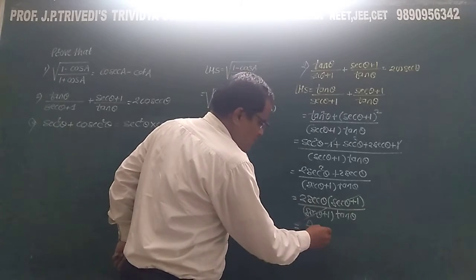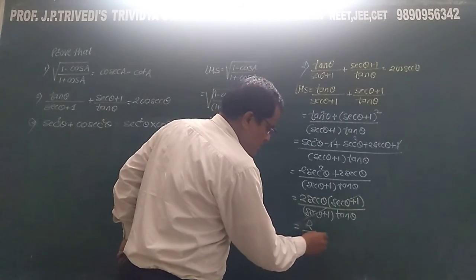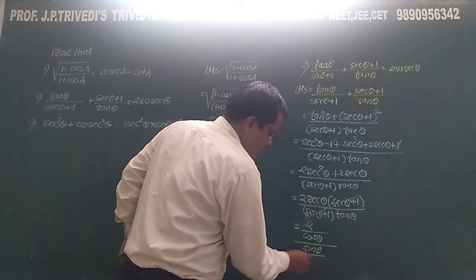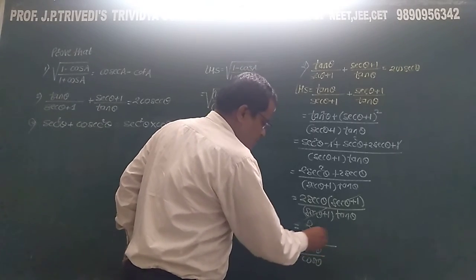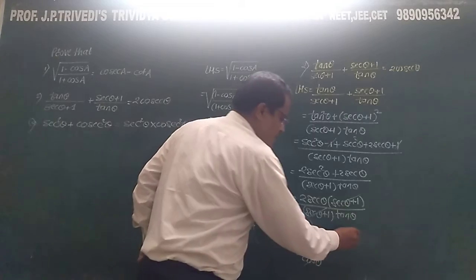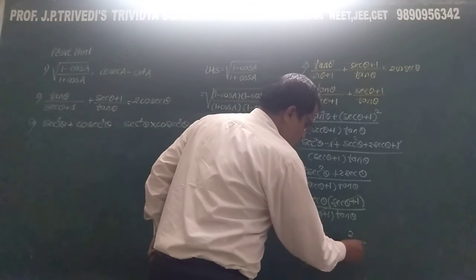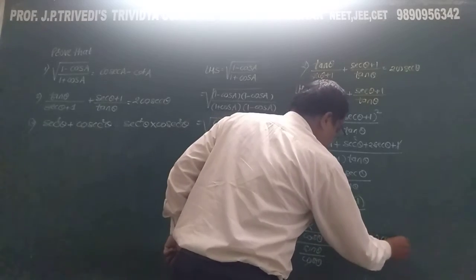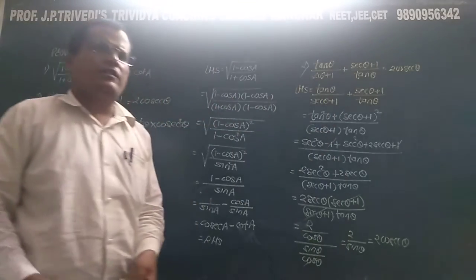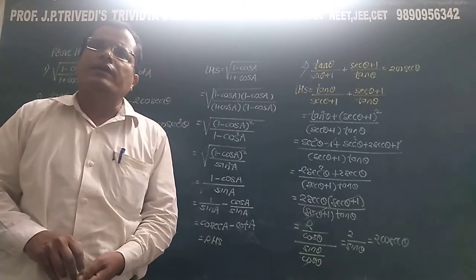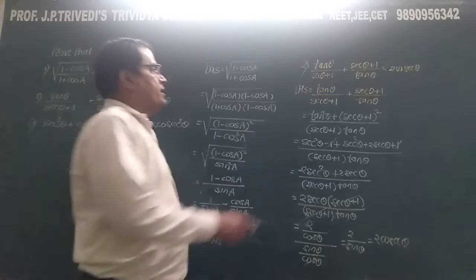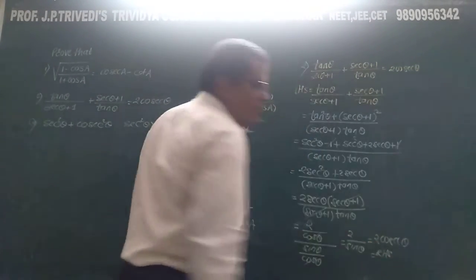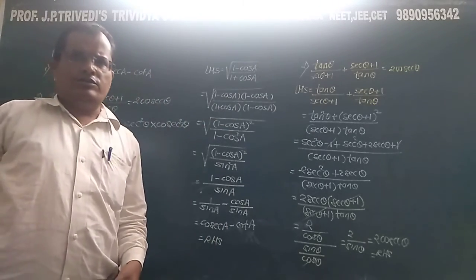Sec theta means 1 upon cos theta, so 2 upon cos theta divided by tan, which is sin theta upon cos theta. So cos theta gets cancelled, remaining 2 upon sin theta. But 2 upon sin theta is equal to what? 2 cosec theta, because 1 upon sin theta is equal to cosec theta, and that is equal to RHS. Hence proved, LHS is equal to RHS.